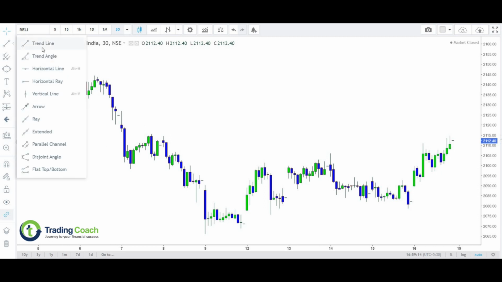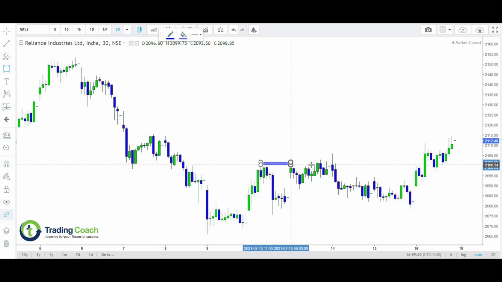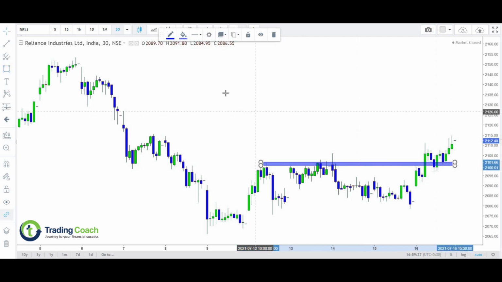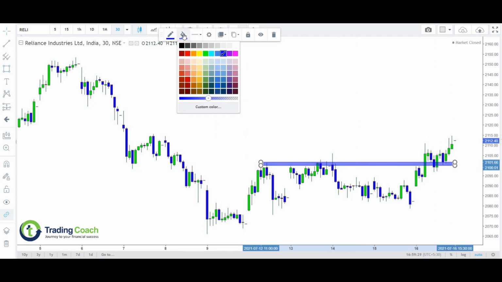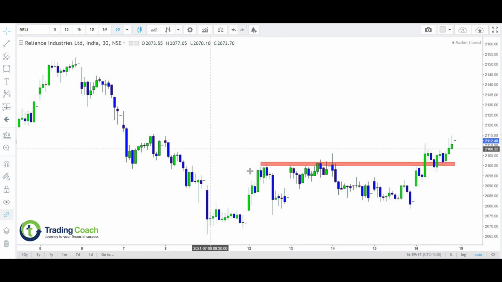Let me take a proper horizontal rectangle over here and let me just draw them directly on the price. All right. So here I can see a very good resistance level. And let me also change the color of the resistance level. Let me make it red. So as I pointed out in my earlier videos, support and resistance is not actually a level. It's more like a zone.